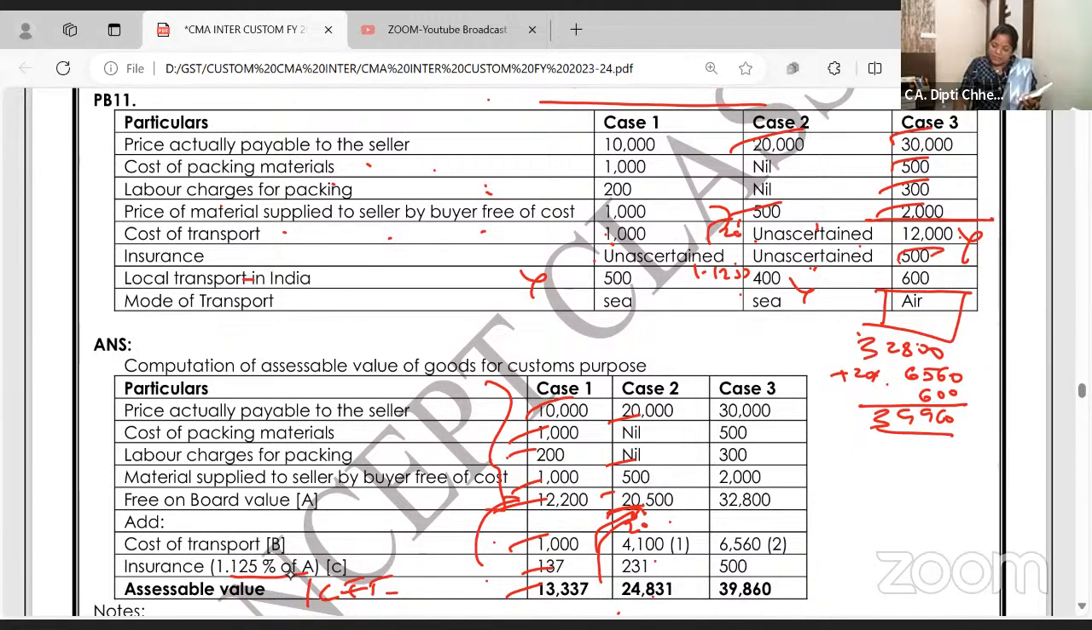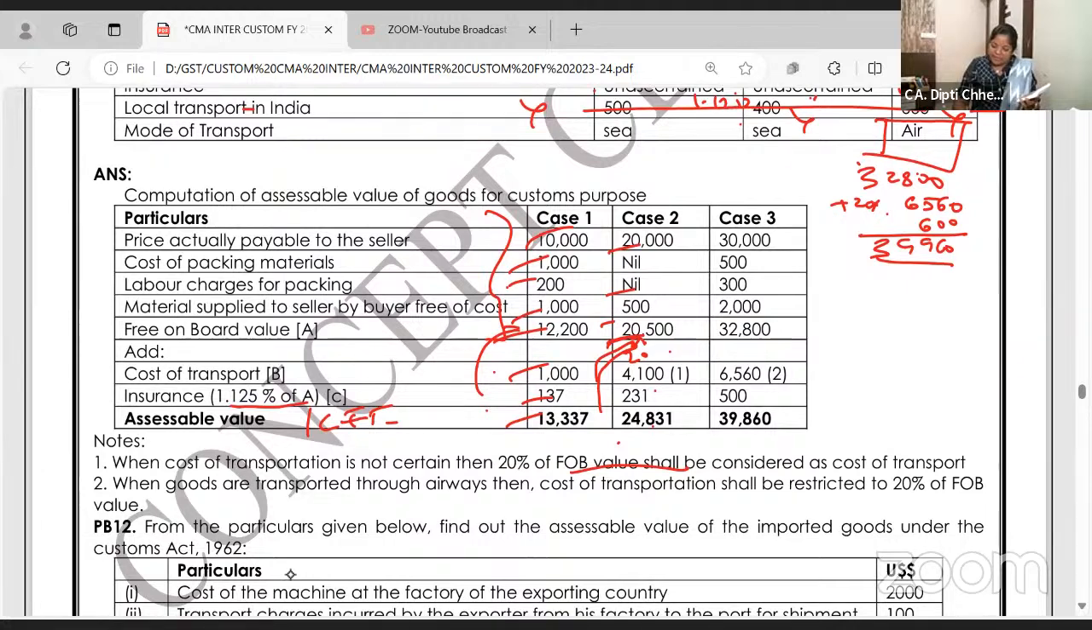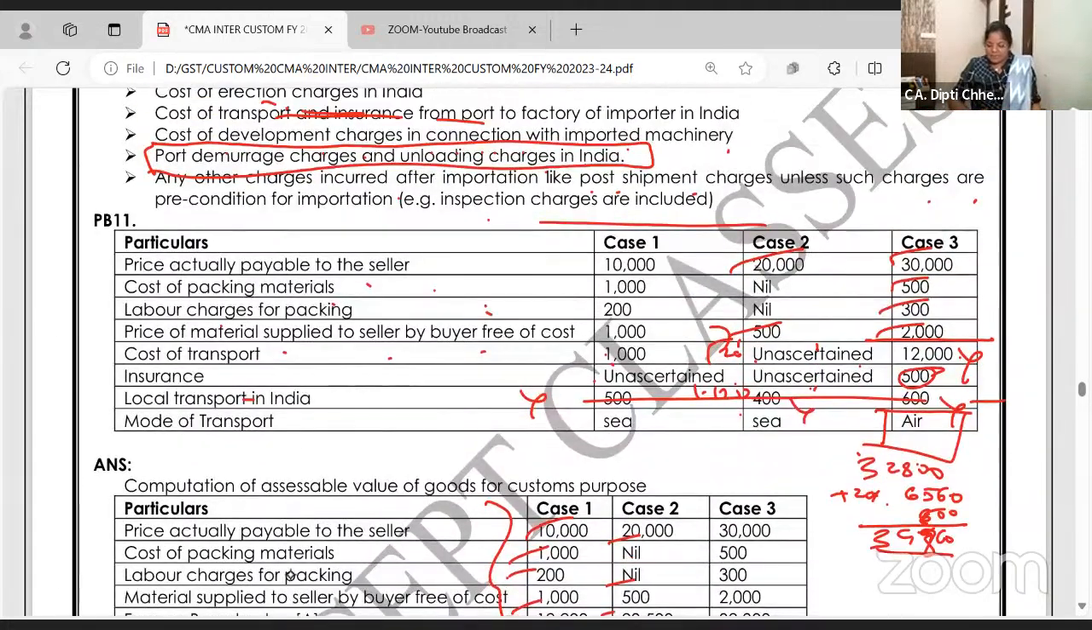Oh, sorry, insurance is 500. This is the local transport. This we will not take, 500. 39,860 is the answer. Are you learning step by step?